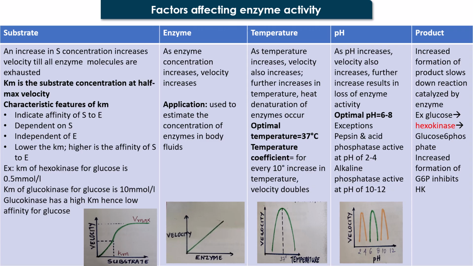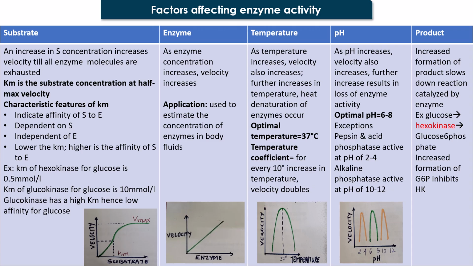The next factor is concentration of the enzyme. As the concentration of the enzyme increases, velocity also increases. So this property is used for the estimation of the enzymes in various body fluids. The next factor is temperature. As temperature increases, velocity of the reaction initially increases, and further increase in temperature causes heat denaturation of the enzyme and the velocity rapidly decreases. The optimal temperature at which most of the enzymes in our body are active is 37 degrees centigrade.